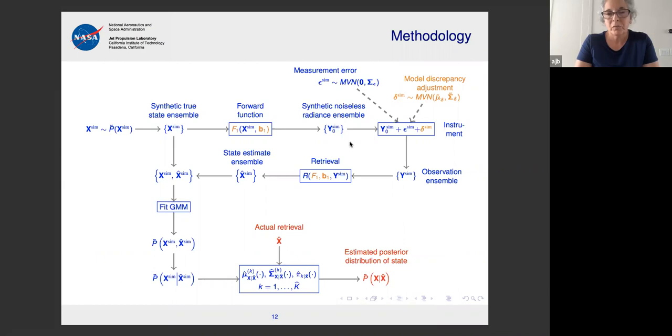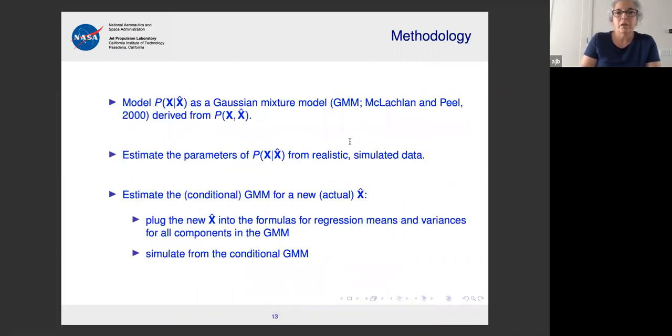So we just plug the new retrieval x-hat into the prediction equation for the point estimate and for the covariance matrix. In this case, it'll just be a variance. And a mixture distribution. What we end up with there is a Gaussian mixture regression model, which gives us the estimated posterior distribution of the state. So the big idea here is to learn the parameters of the model from a simulation and then plug in the actual retrieval values. I won't dwell on this because I don't have time, but this basically just says what I said.